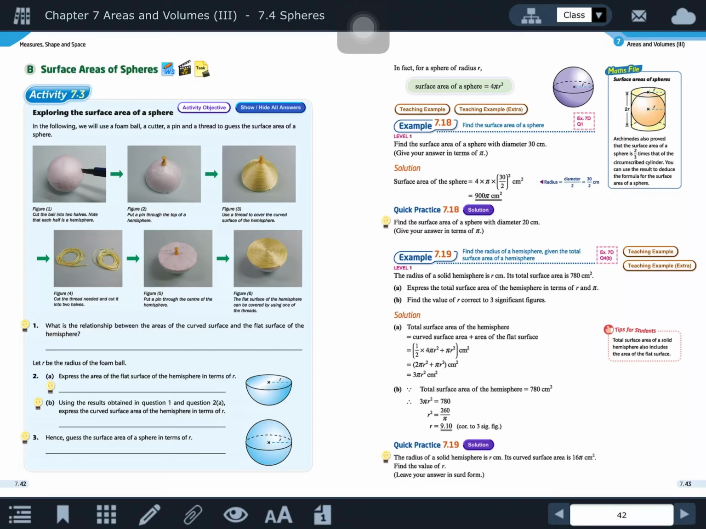Okay, so this is chapter 7, section 7.4B, which is the surface area of a sphere. I told you this was the last video, but actually I missed something. Therefore, I will take one more video about this chapter, but the new stuff you need to learn will be at the end of this video.